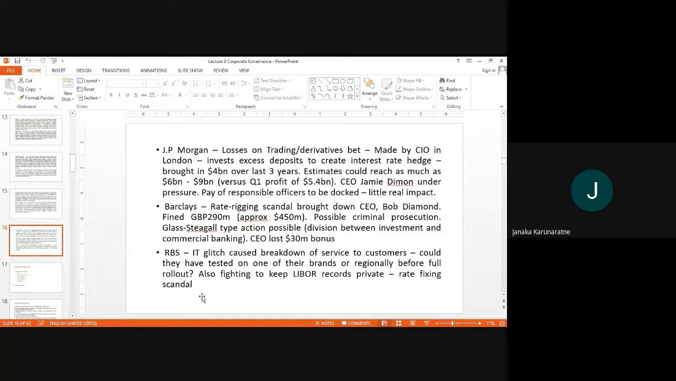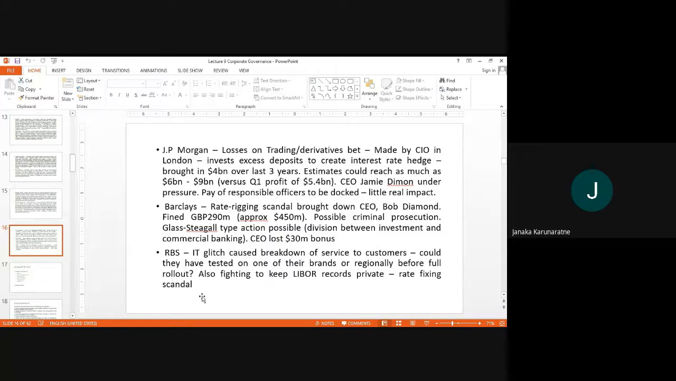Okay. So CEO Jamie Dimon under pressure. The pay of responsible officers to be docked, but ultimately no significant impact. Barclays, rate rigging scandal, which led to the CEO Bob Diamond being fined $450 million and also possible criminal prosecution, and Glass-Steagall type action possible. So it's a division between investment and commercial banking, and the CEO lost $30 million worth of bonus.